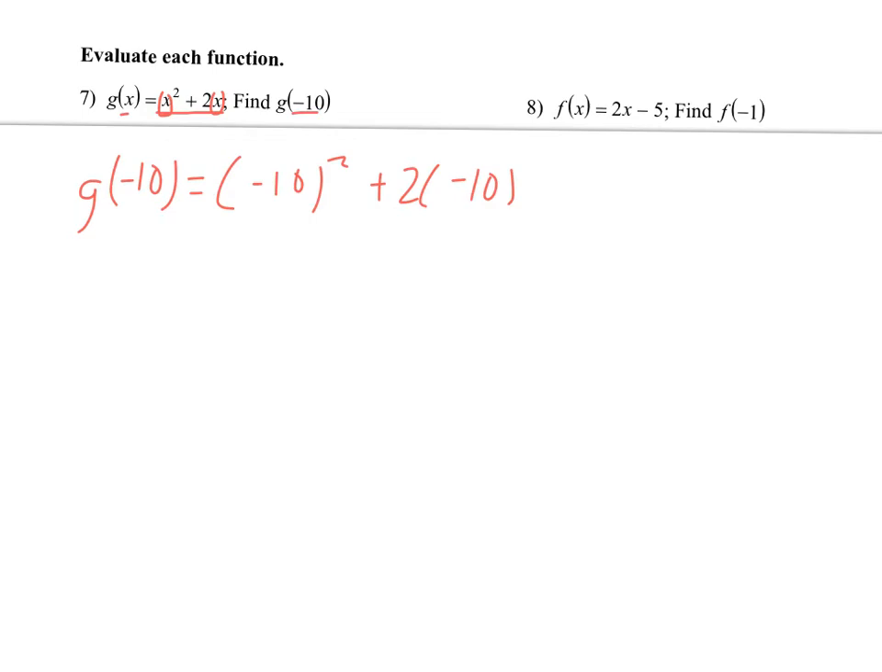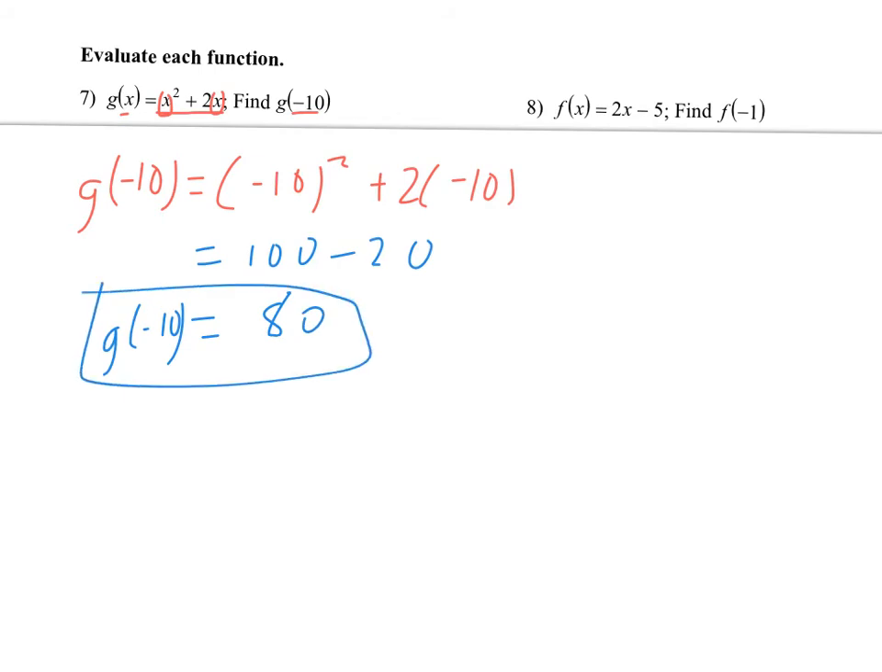Then we do need to evaluate this using PEMDAS, or you can use a calculator. And so negative 10 squared is 100. And then 2 times negative 10 is negative 20. And so this tells me that g of negative 10 is 80. And so that's my answer there. My answer is actually 80. The g of negative 10 is me restating the question.